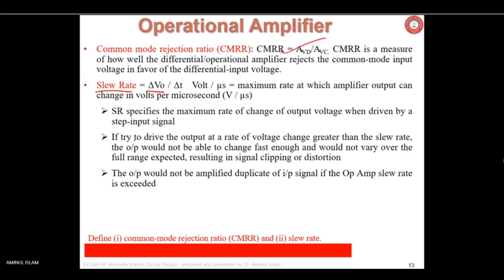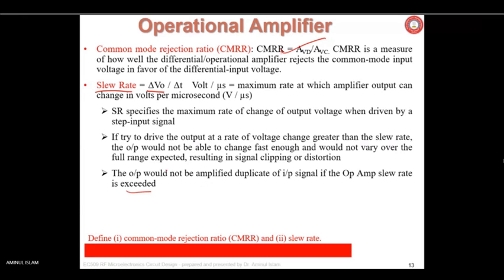If somebody tries to drive the output at a rate of voltage change greater than the slew rate, the output would not be able to change fast enough and would not vary over the full range expected, resulting in signal clipping or distortion. So the output would not be an amplified duplicate of the input signal if the op-amp slew rate is exceeded.